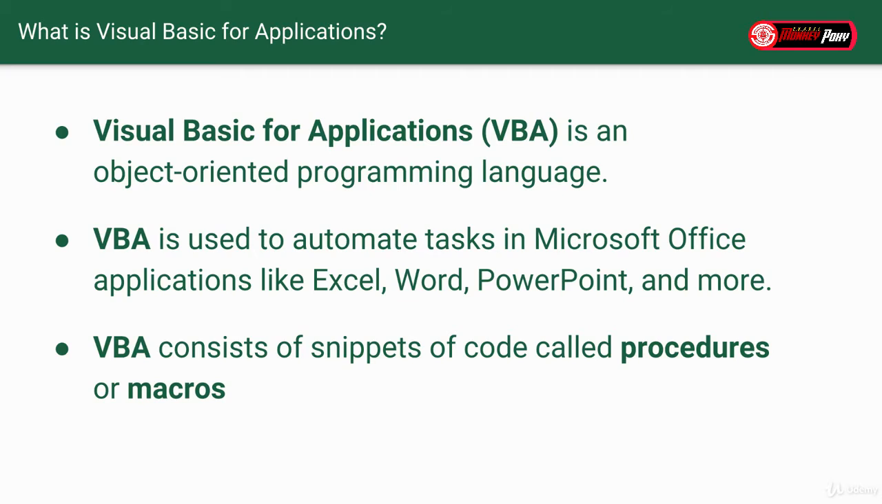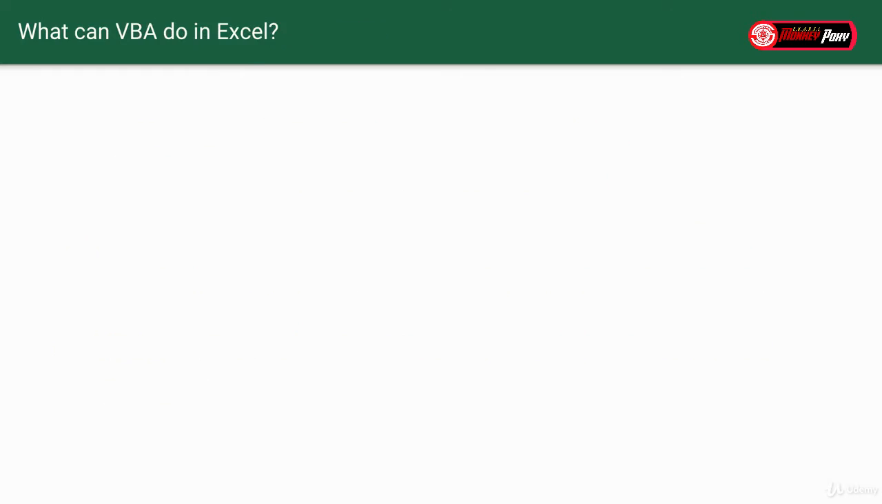The exact same way that you describe this Office process to a coworker is the exact same way that we're going to describe it to VBA. We're just going to use a different syntax, a different language in order to communicate with the computer. But anything that you can do in Excel in the main interface, you can tell VBA to do with code. So what can VBA help you do in Excel?